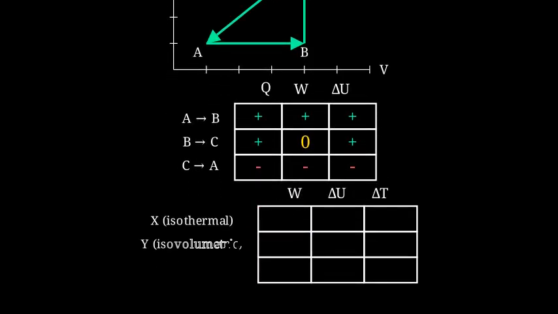Now, let's solve the second table. Energy Q is supplied in every case, so Q is positive. We only need the signs of W, delta U, and delta T for gases X, Y, and Z. Gas X is isothermal. That means the temperature stays the same, so delta T is 0. For an ideal gas, delta U depends on temperature, so delta U is 0. Since Q is positive, W must be positive.